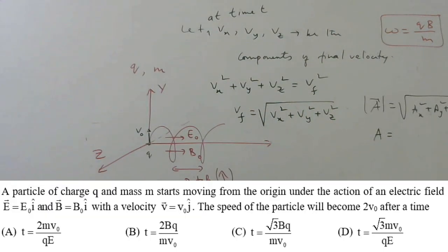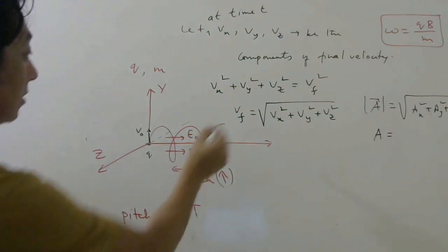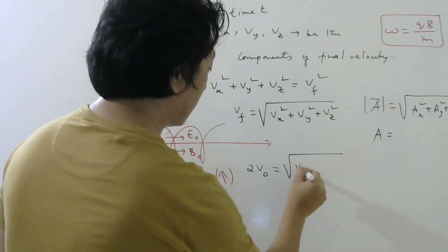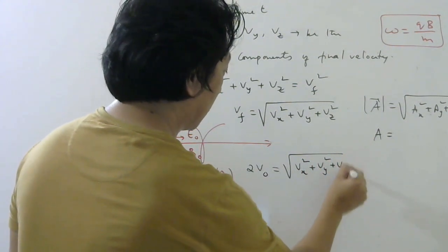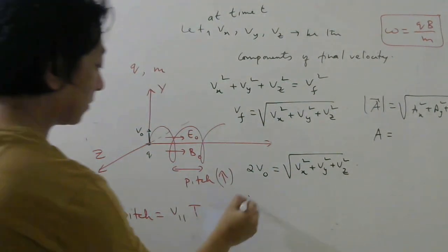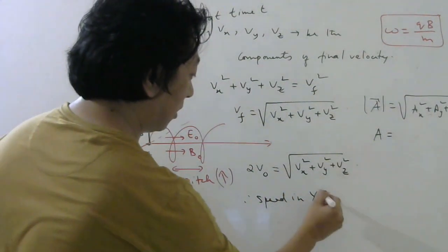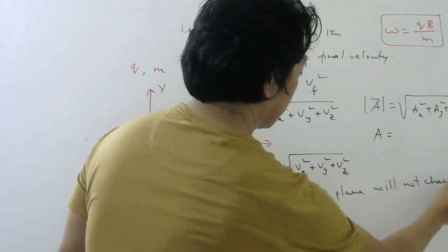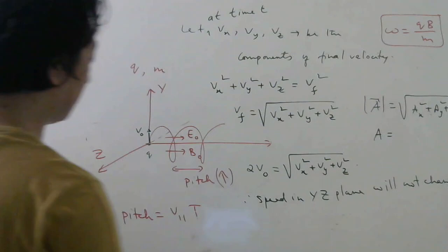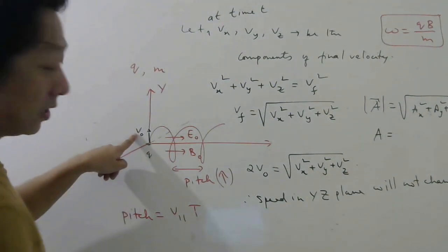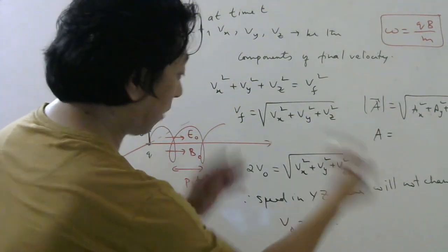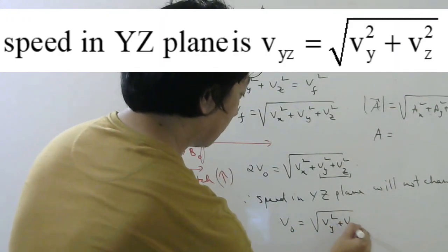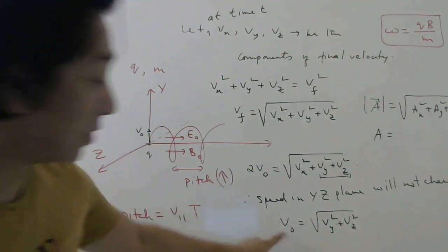Now they want the speed to be 2v naught after time t. So this final speed, root over Vx square plus Vy square plus Vz square, should be 2v naught. Just now I told you that the speed in the yz plane will not change. Initially, what was the speed in the yz plane? V naught only. So that V naught will be the same afterwards also. In the yz plane the speed is root over Vy square plus Vz square, the same as initially.